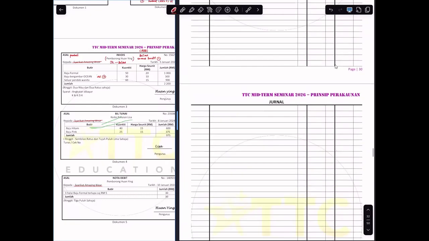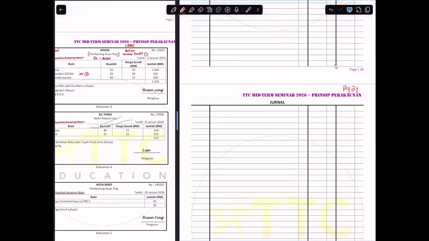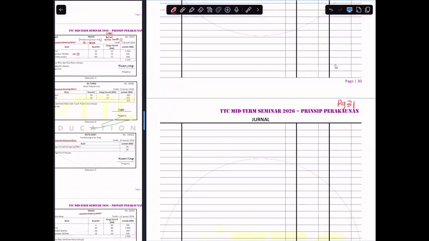in page number 31. Prepare the format for journal khas. But don't need to write the khas term, huh? Just straight away write the journal name, journal belian. Then prepare the format first. Tarikh, Butir, Folio, and that is slightly different from Jurnal Am.